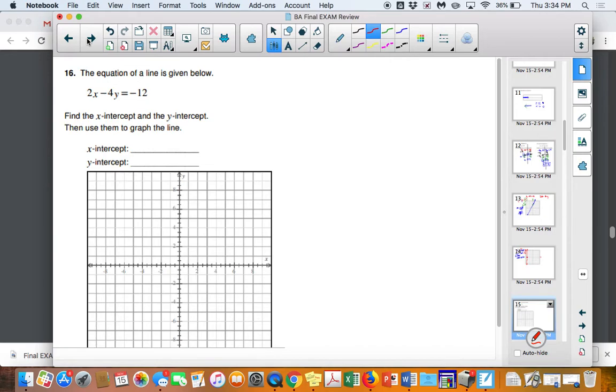Okay, the equation of a line is given below: 2x minus 4y equals negative 12. Find the x-intercept and the y-intercept, and then use them to graph the line. Okay, so let's just copy it over so that we're ready to work with it.